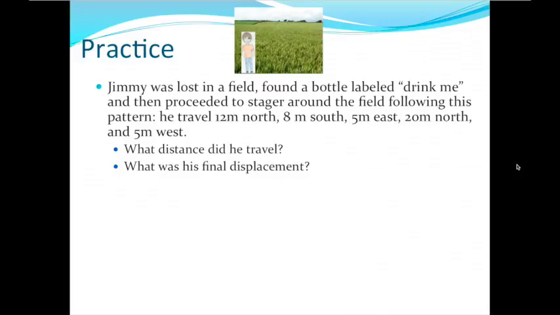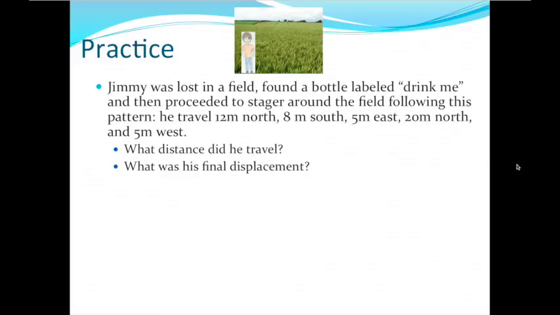Jimmy was lost in a field. This is our first time we've met Jimmy. He found a bottle labeled "Drink Me," and then proceeded to stagger around the field following this pattern. He traveled 12 meters north, 8 meters south, 5 meters east, 20 meters north, and 5 meters west. So my question to you is, what distance did he travel, and what was his final displacement? I'll take a moment, pause the video, go ahead and figure this out, and then we'll continue on.